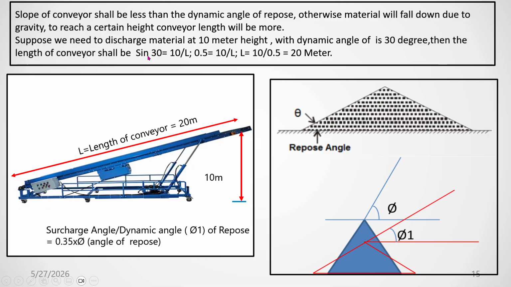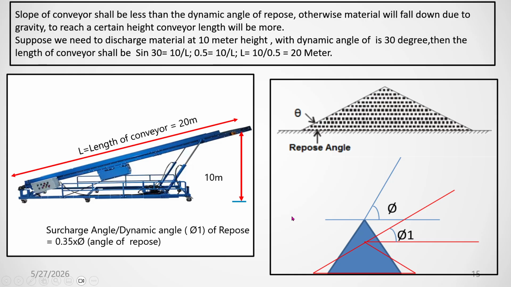Then for 30 degrees, sin 30 is equal to height divided by hypotenuse, that is 10 divided by L. Sin 30 is 0.5, so 10 by L equals 0.5, so L will be 20 meters. So a conveyor belt length of 20 meters is required to discharge at 10 meter height. That means a lot of structure, and the belt length is also very high. Your cost will be high and the space requirement will also be high.